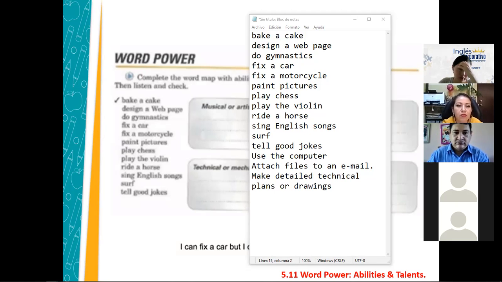Draftsman. A draftsman is a person who makes detailed technical plans or drawings, right? Or a person who drafts legal documents, ¿verdad? Y pues ahí ya va incluyendo abogados, o en este caso, cualquier persona que tenga una habilidad en ese sentido. Entonces, lo voy a compartir en el chat. Ahí está. Eso es un draftsman. Right? So, si lo ponemos acá como una habilidad, sería make detailed technical plans or drawings, right? That would be an ability for the draftsman.